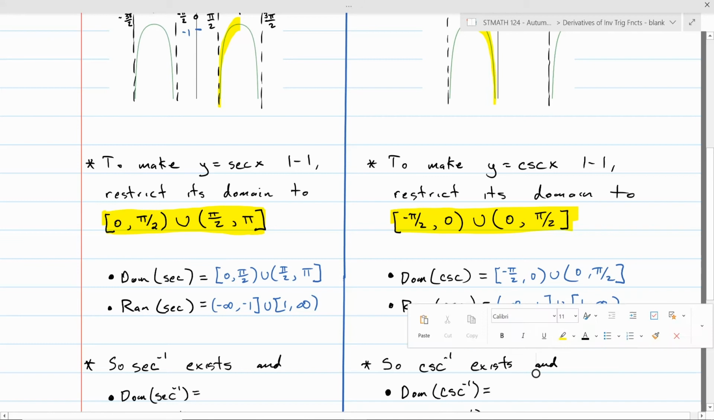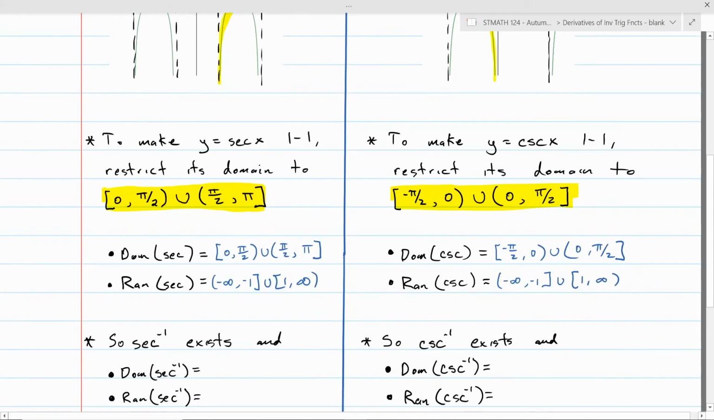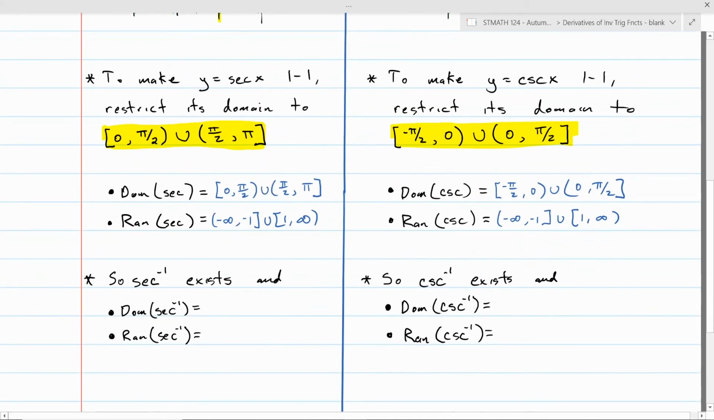All right, so now upon making this suitable restriction, we know that our secant inverse and our cosecant inverse functions exist, and we get their domains just by interchanging domain and range with respect to the original function. So the domain of your secant inverse is negative infinity to negative 1, union positive 1 to positive infinity, and its range is 0 to pi over 2, union pi over 2 to pi, where you have pi over 2 excluded there. And similarly over here with the cosecant inverse.